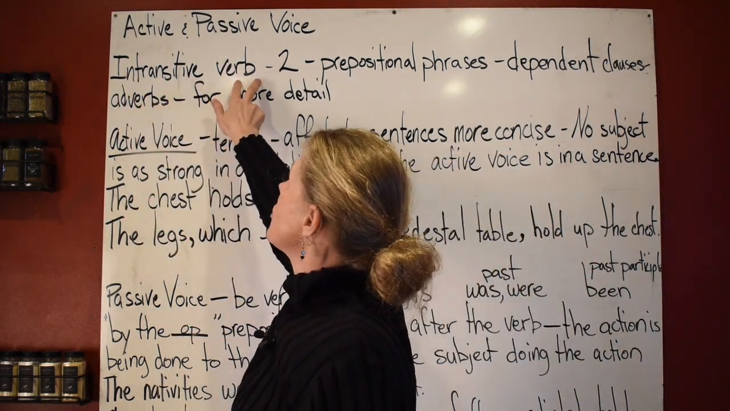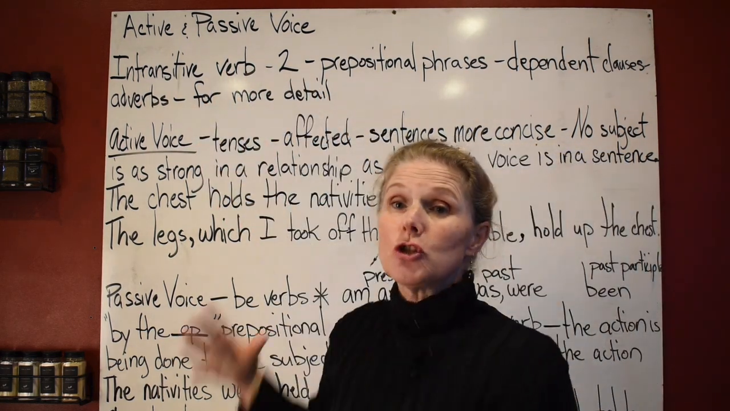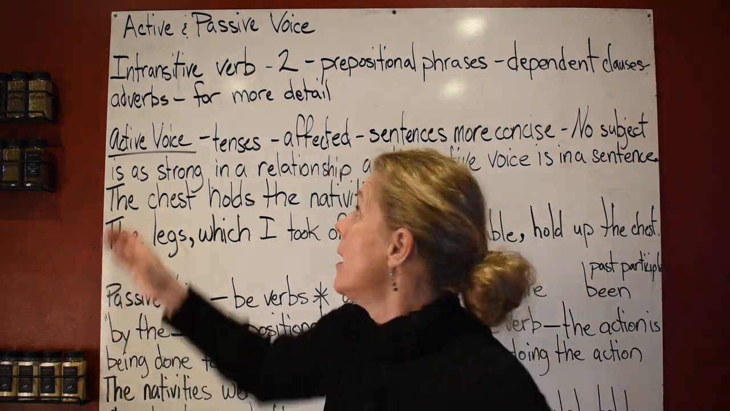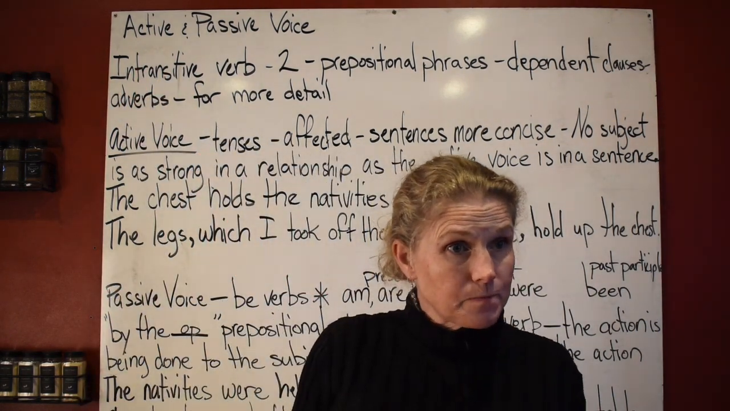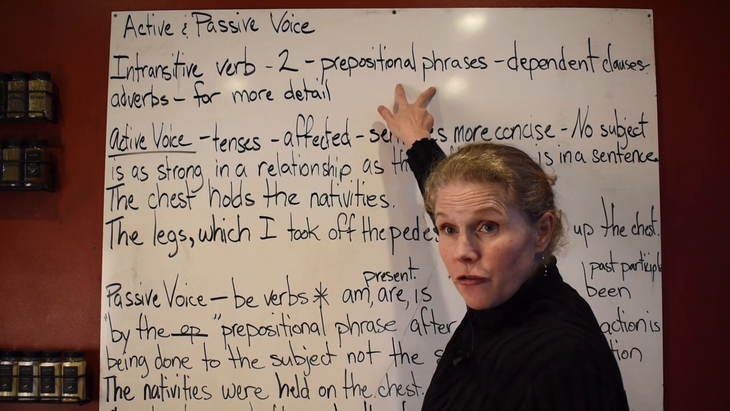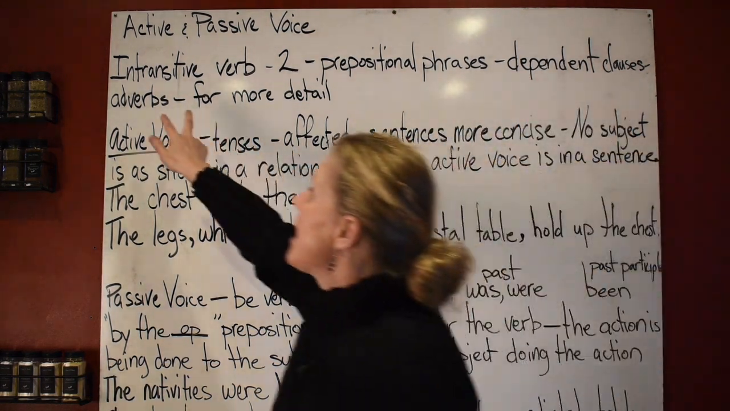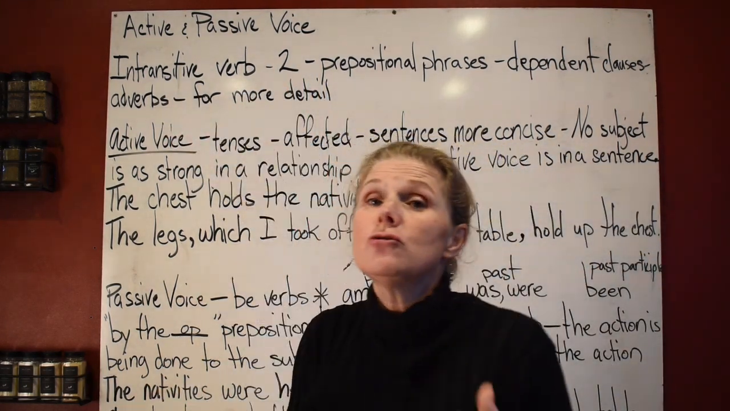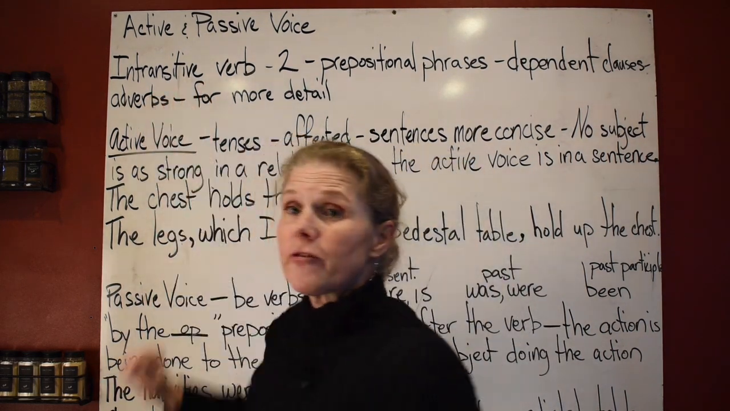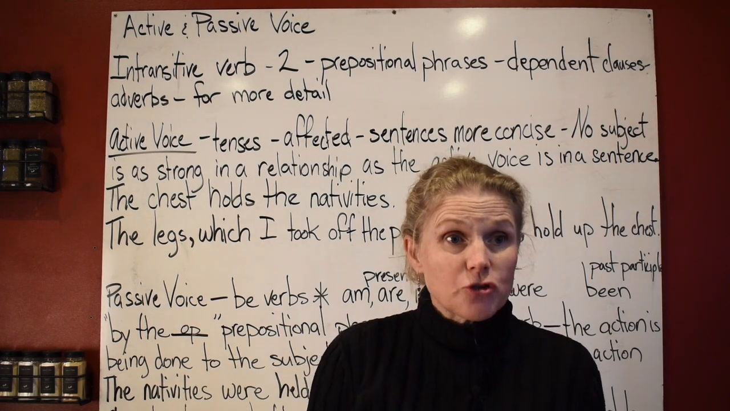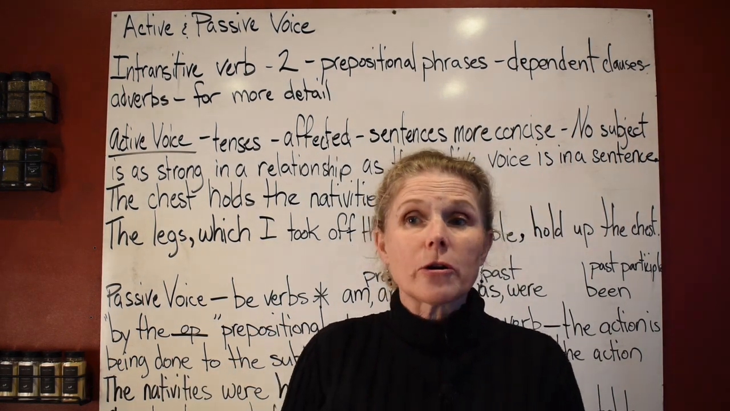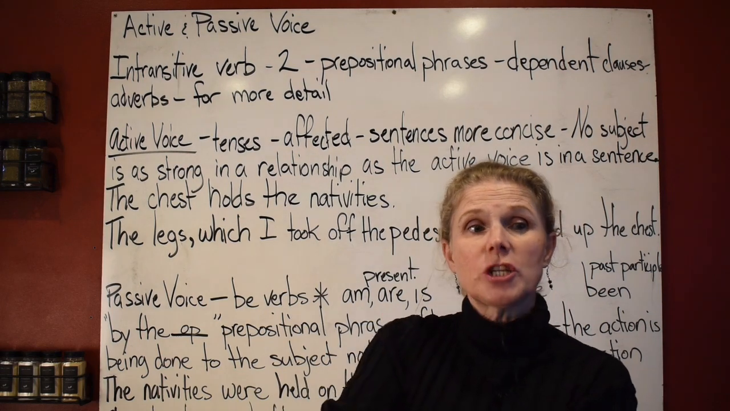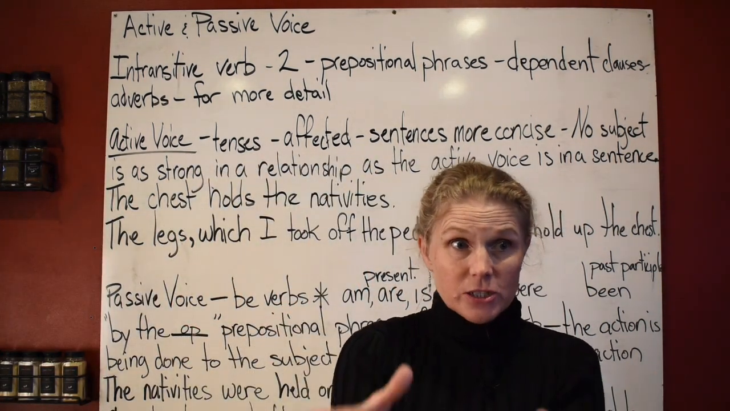So we're going to use intransitive verbs. Now, an intransitive verb needs two things: a subject and a verb. Those are the two main things you need to make up an intransitive verb. They take prepositional phrases, dependent clauses, adverbs, and infinitives to provide more detail. We do not use direct objects in intransitive verbs. If we use a direct object in an intransitive verb, it becomes transitive, and it is no longer intransitive. It has everything to do with transferring the action into the direct object. That's what it has to do with.